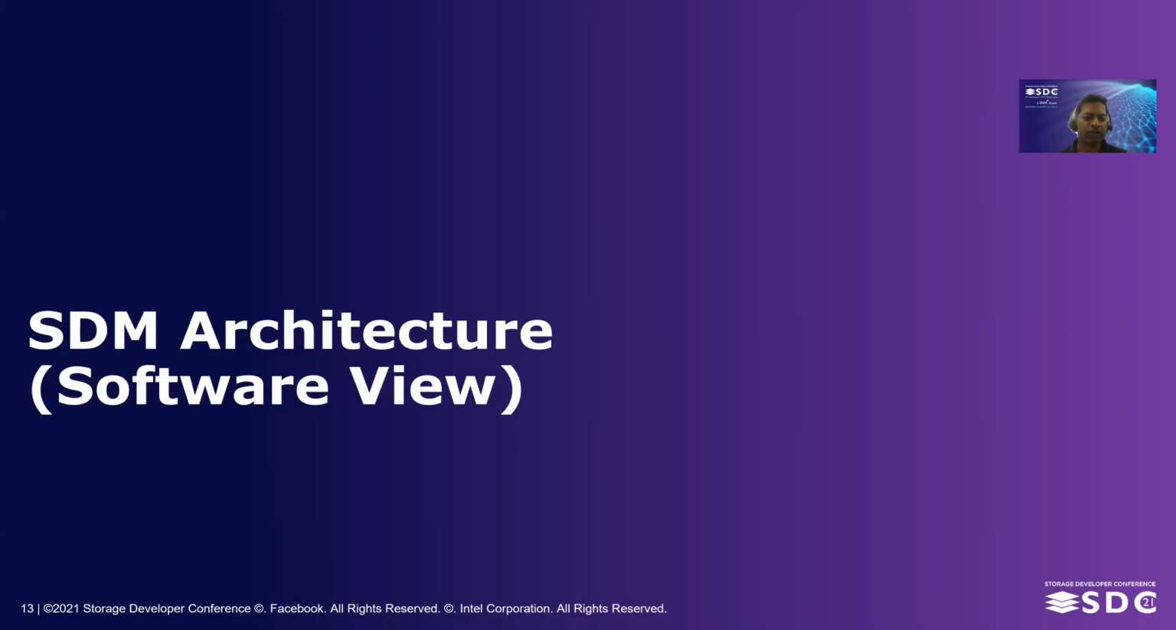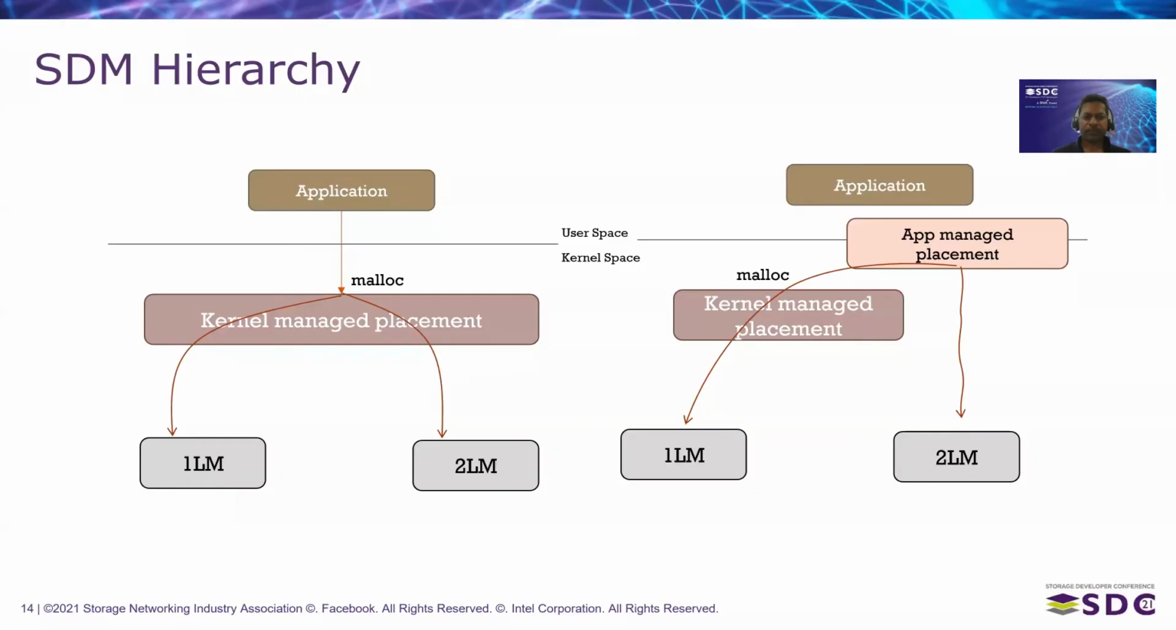Thanks, Manoj, for the SDM intro. I'm going to cover the software view of the SDM architecture. There are two different ways of consuming the memory hierarchy deployed and attached to the platform or visible to the platform. One is through the kernel managed placement. So the kernel manages the 1LM and 2LM media, and then exposes that to the application using the uniform virtual address space. And then the application uses malloc and free. That's one way to consume the memory.